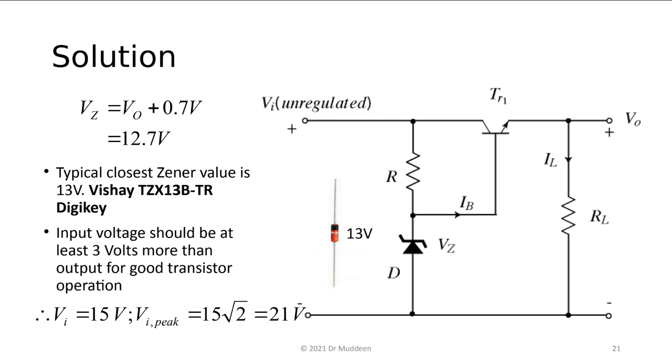And I picked one out, there's a picture of it on the screen. The 13 volt Zener is manufactured by a company called Vishay. It's a 13 volt Zener diode there, right?